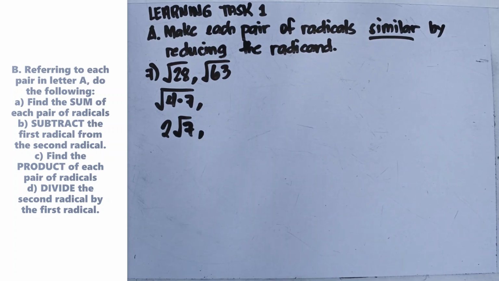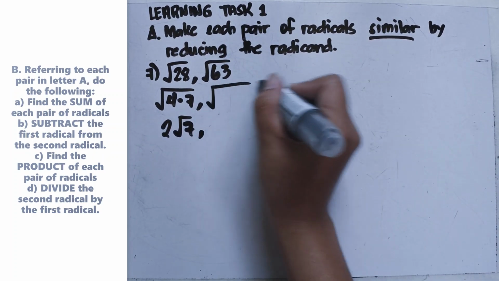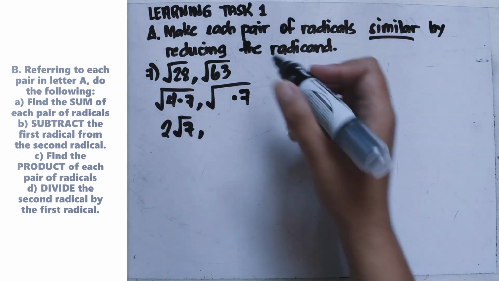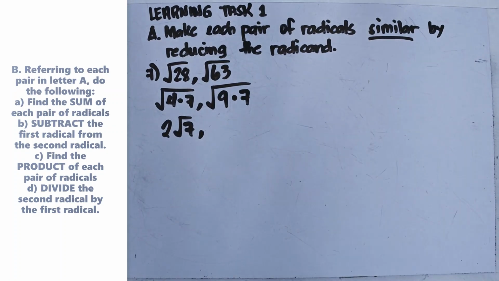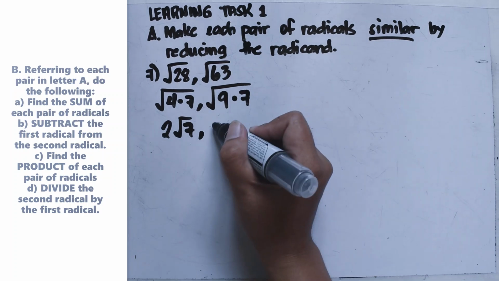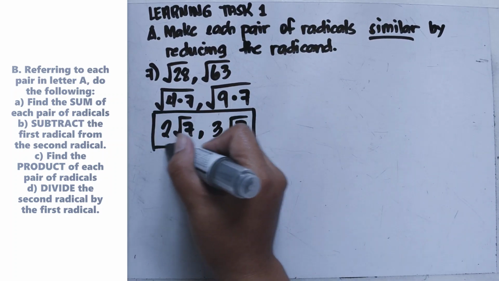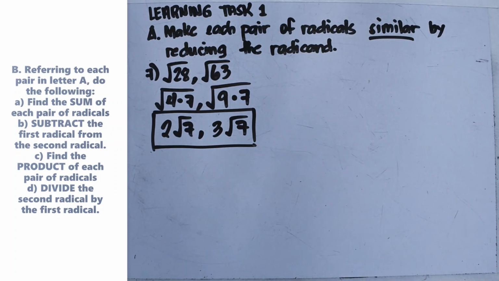So may clue na tayo dito sa 63 na ang isang factor niya is yung 7. So saan ko i-multiply sa 7 para maging 63? Syempre we all know that is 9. Tama? So 9 times 7 is 63. And what is the square root of 9? So we have 3 and then copy square root of 7. So ito na po yung ating na-reduce. Yan na po yung ating similar radicals.